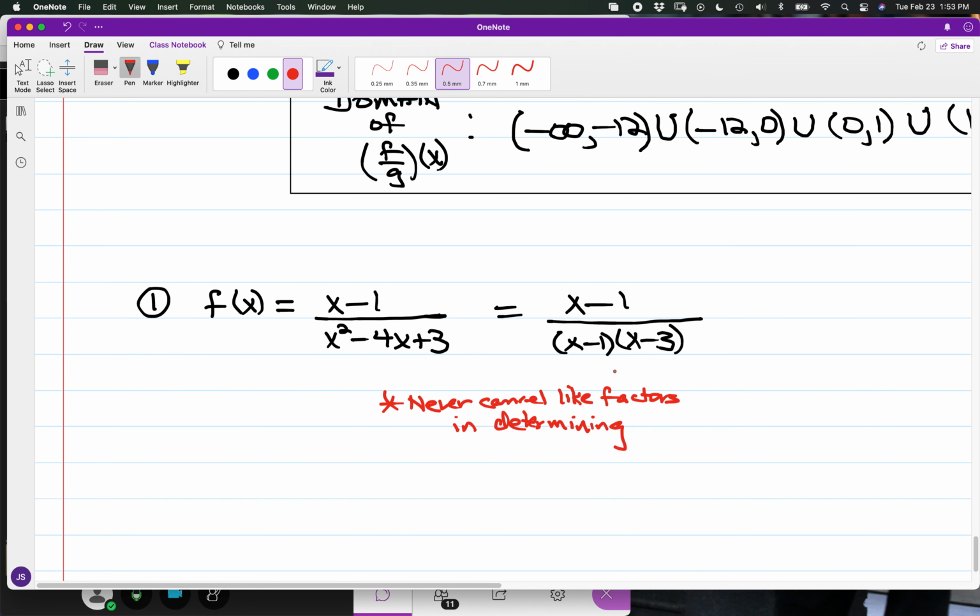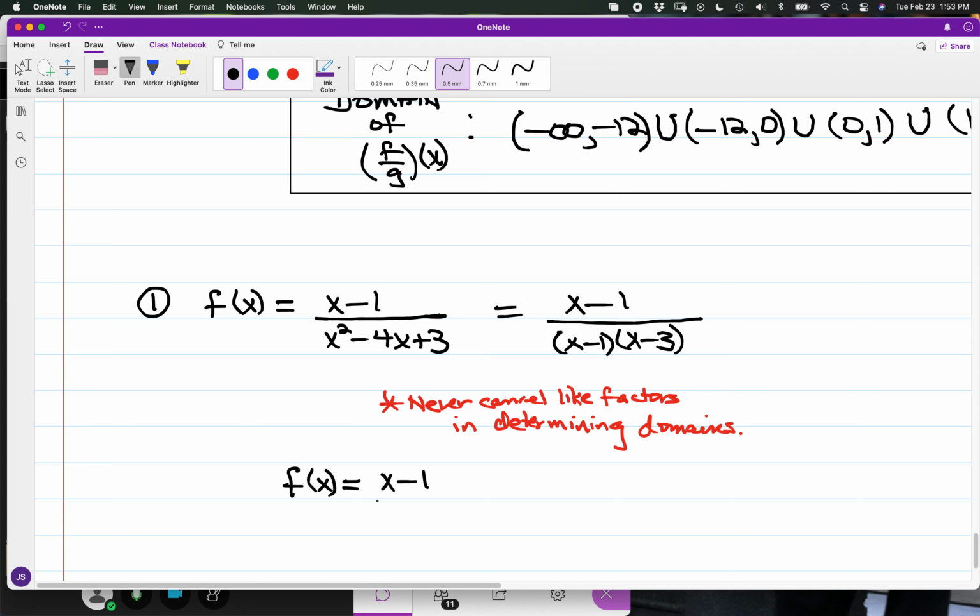The only time you would cancel factors, in terms of any significance other than just reduction itself, would be determining, and this is a future topic, what would be regarded as vertical asymptotes. In other words, those would be vertical boundaries that would split the graph of a rational function. So I just wanted to go ahead and mention this. So, just hitting the reset button.